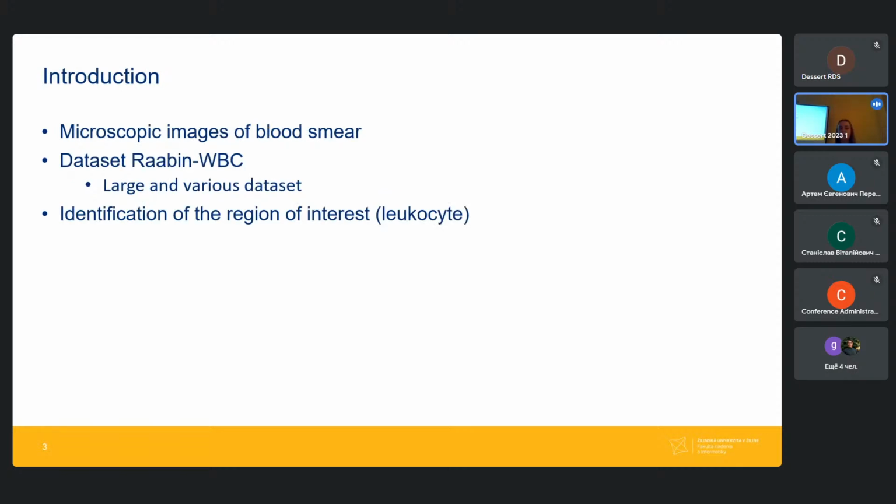To introduce the topic a little bit, we are going to talk about microscopic images of blood smears. The dataset chosen for this research was the Raabin WBC dataset due to its large volume and variety of images. I will talk about the dataset a little bit later on. The aim of the study is the identification of the region of interest, which is the identification of leukocytes in the blood smear images.